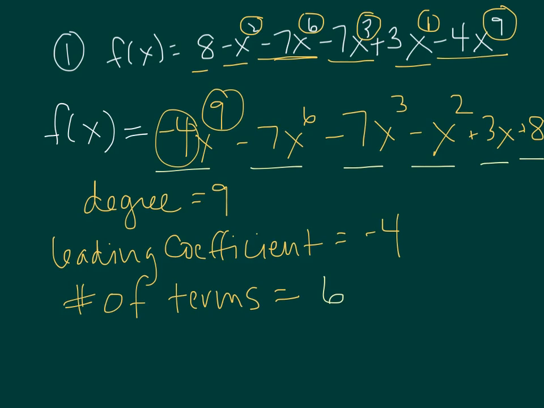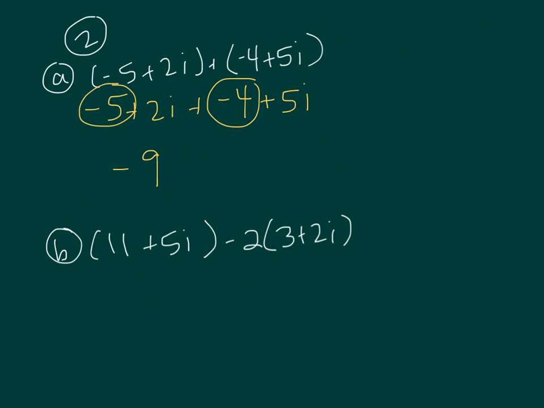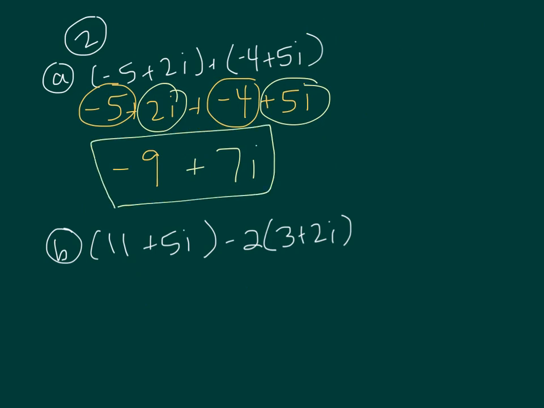And that's it. So now we're just adding like terms together. I actually don't have to distribute anything here. You can rewrite it. There's nothing outside of the parentheses, so there's nothing we need to distribute. So I would add my real numbers together. So negative 4 and negative 5 is negative 9. And then I'd add my imaginary components together. 2i plus 5i is 7i. And that is your answer.